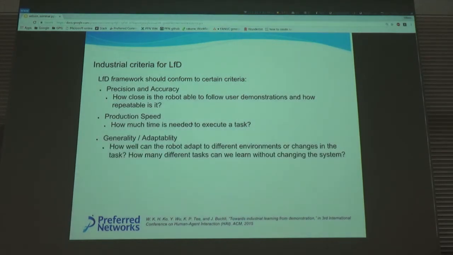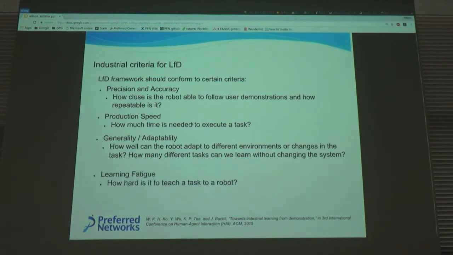Of course, the robot and the learning algorithm should be precise, accurate, fast, but also highly generalizable. So the robot should be able to adapt to different environments or changes in the task. It should be able to learn different tasks without changing the system, and should also be easily transferable to other platforms.